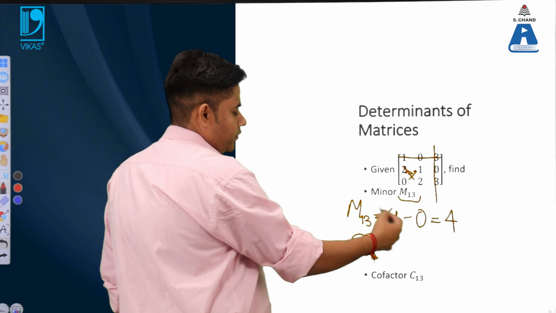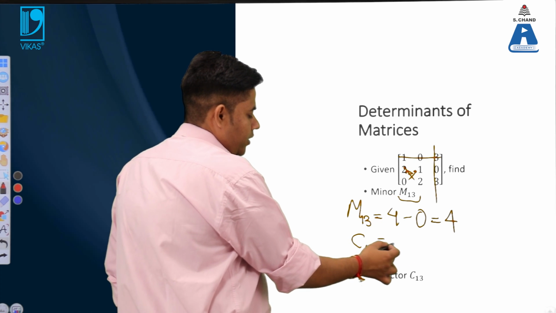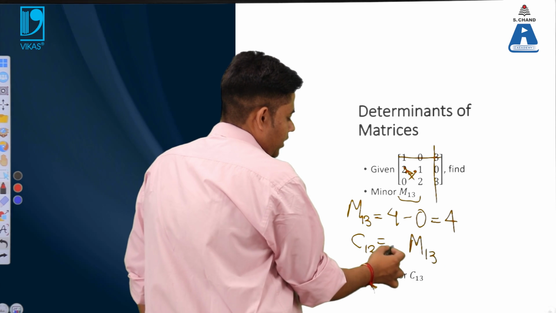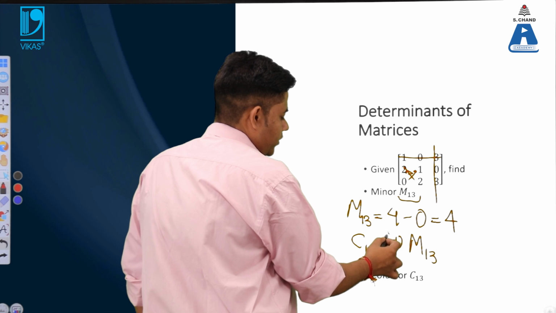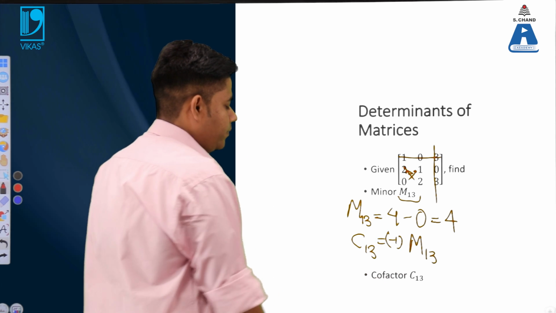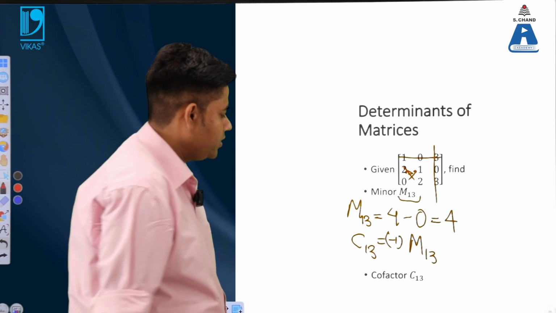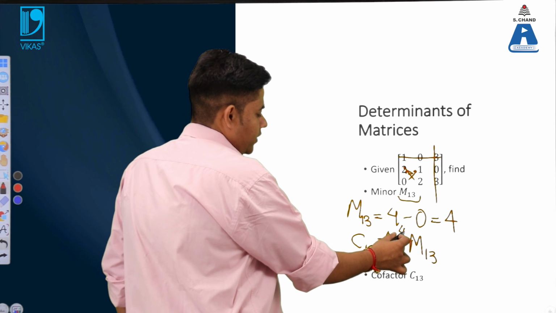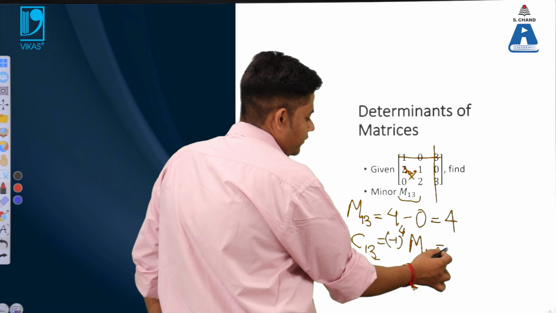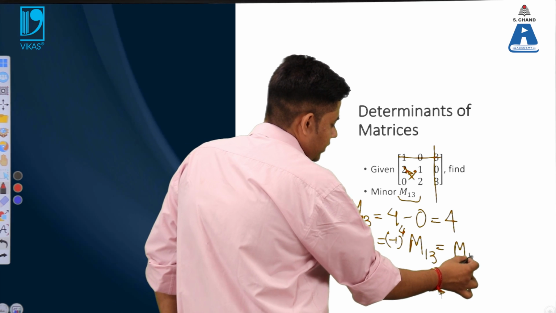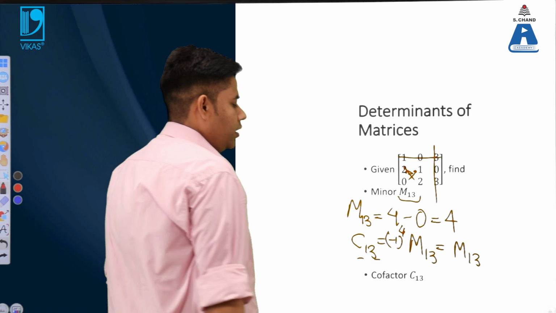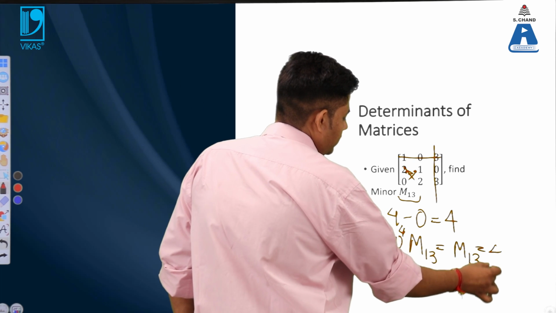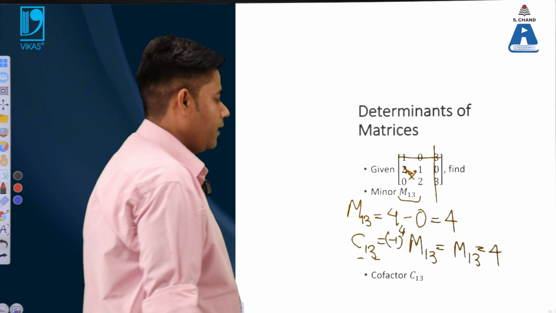And similarly, if we want to find out the cofactor of this 1, 3, the cofactor is the same as the minor, but it has a negative or a positive sign associated. So what is that negative or positive sign? Minus 1 raised to the power of the sum of these two elements. So the sum of 3 and 1 is 4. So minus 1 raised to the power 4 is positive 1. That means the cofactor is numerically equal to the minor. That means cofactor and minor in this particular situation are equal.